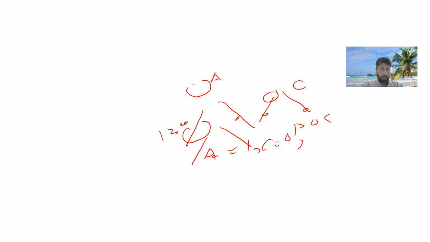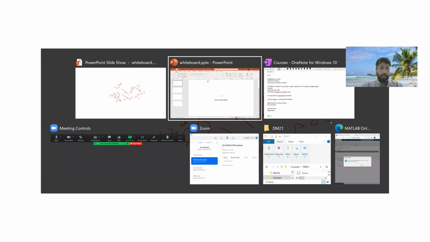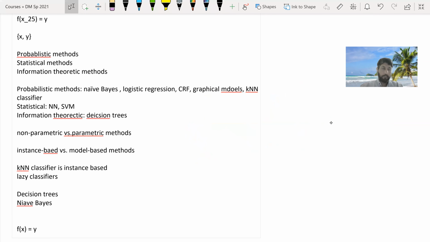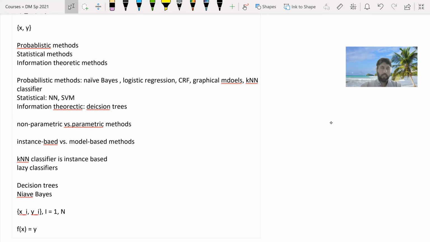So let's look at this. As before, we have (xi, yi), i equal to 1 to n. X, of course, is the representation for an observation, an object. Y is the corresponding label, as we had discussed before.